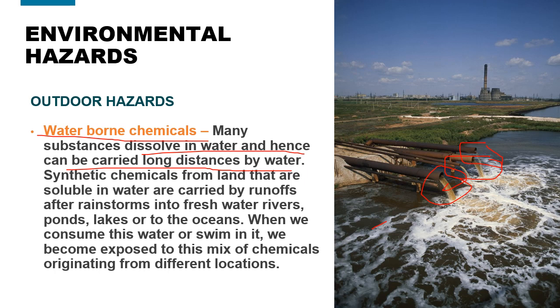So, synthetic chemicals from land that are soluble in water are carried by runoffs after rainstorm into freshwater rivers, ponds, lakes, and to the oceans. So when we consume this water or swim in it, we become exposed to this mix of chemicals originating from different locations. So imagine the Manila Bay.